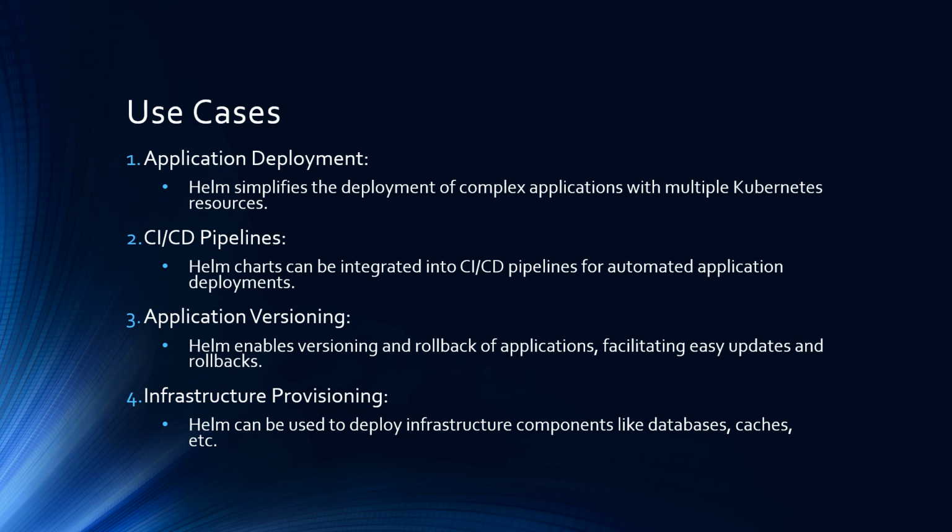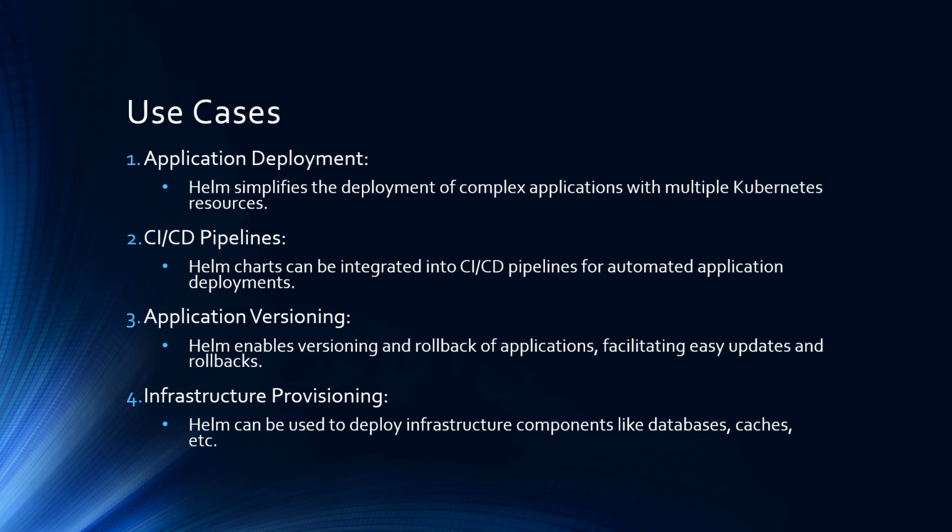CI/CD pipeline integration is where Helm truly shines. In modern DevOps practices, Helm charts become integral parts of automated deployment pipelines. For example, Jenkins pipelines can use Helm to deploy applications consistently. GitOps workflows can track chart versions in Git repositories. Automated testing can leverage Helm's --dry-run capability. Canary deployments can be implemented using Helm releases.